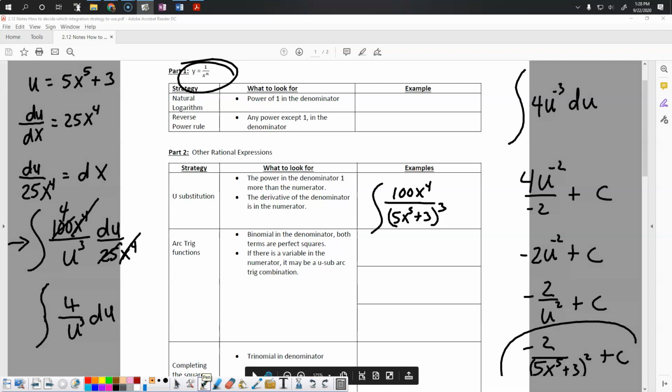It's a reverse power rule because the power is 3, and anything other than 1 is a reverse power rule. So we move the 3 up to the numerator with a negative exponent. We add 1 to the power and divide by that value, which reduces to negative 2. We move the negative 2 to the denominator so that we get this, and then we replace the u with 5x to the 5th plus 3, and our final answer is as you see it there. Okay? All right, let's move on to the next one.